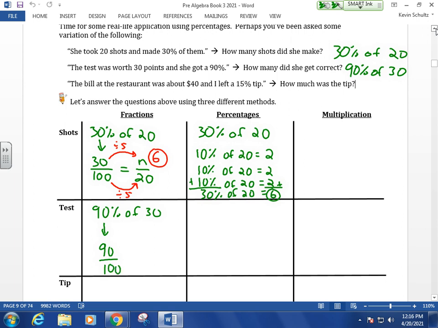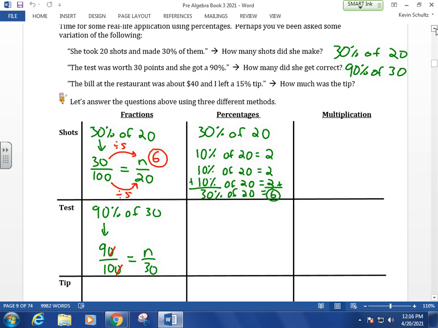So 90 over 100 is 90% in fraction form. We want to know how many questions out of 30 is 90%. Right? So 90 over 100 equals how many out of 30. And we could do ourselves a favor here by simplifying that 90 hundredths to be 9/10ths, right? We can cross out a 0 on each of them there, and 90 over 100ths is equal to 9/10ths.